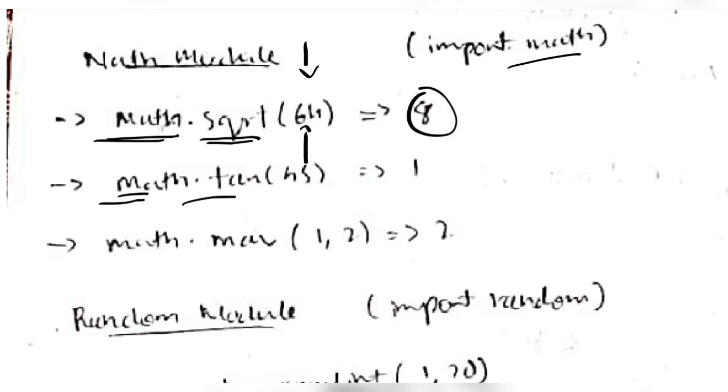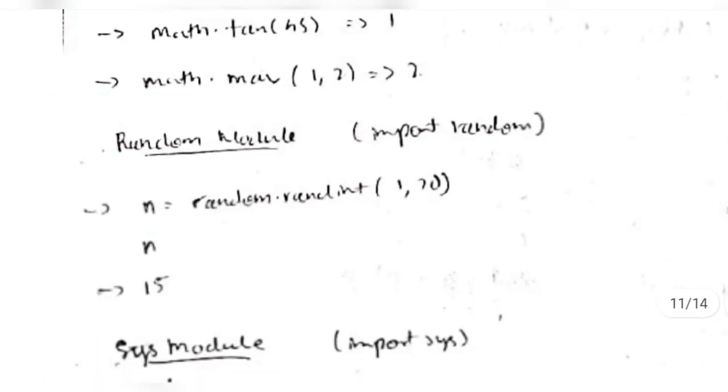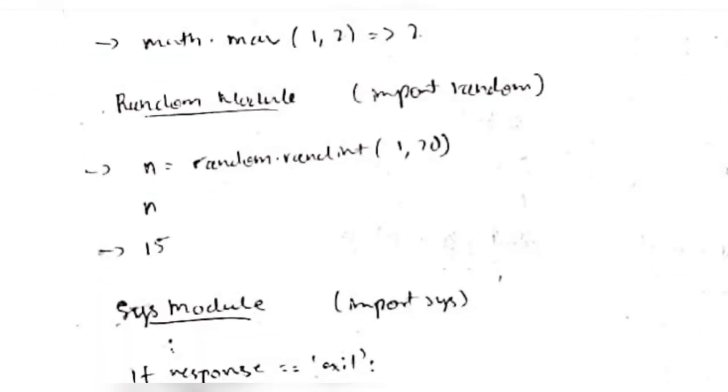Math.tan of 45, tan 45 is 1, so it will give me 1. Like that, when we import the modules, it makes our task much easier. The second library is the random module. Here we can generate random numbers, like n = random.randint(1, 20). That means it will generate a random number from 1 to 20, and that will be stored in n.